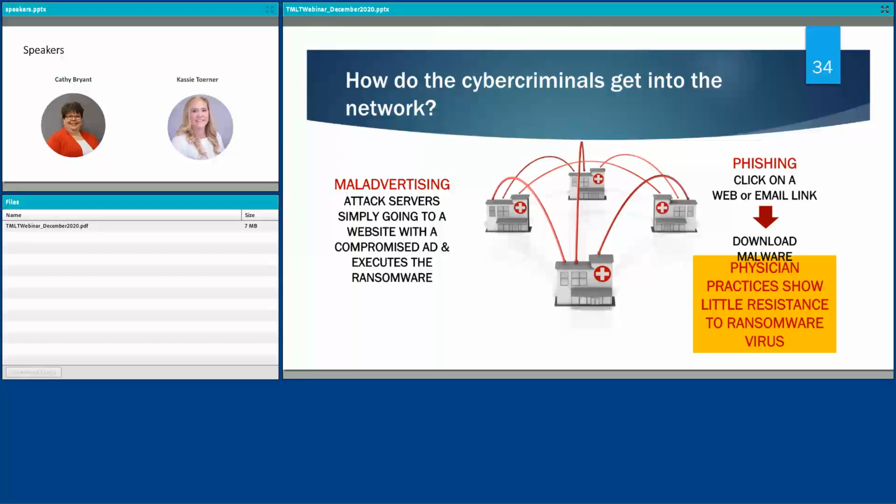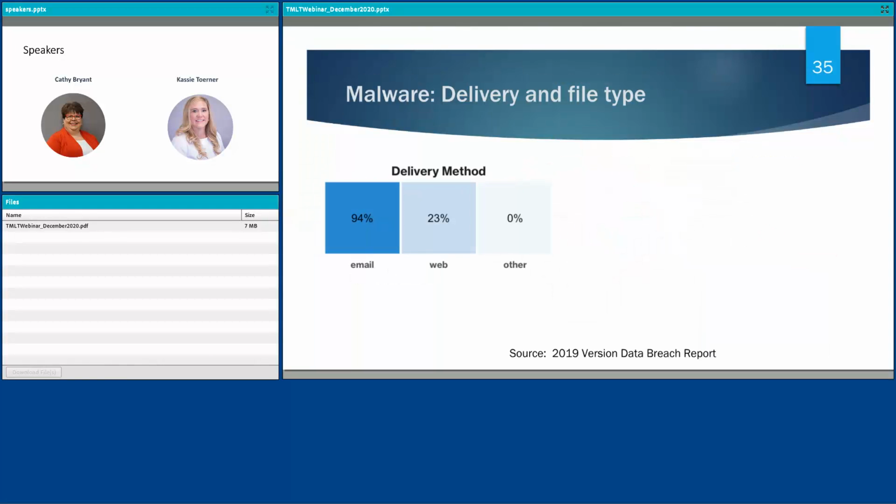But victims can also get infected through maladvertising if they visit a site that is serving up compromised ads. And phishing practices generally show little resistance to ransomware viruses. How are these delivered? Typically, the majority of them are via email, and it is with the use of an Office document as the file type.